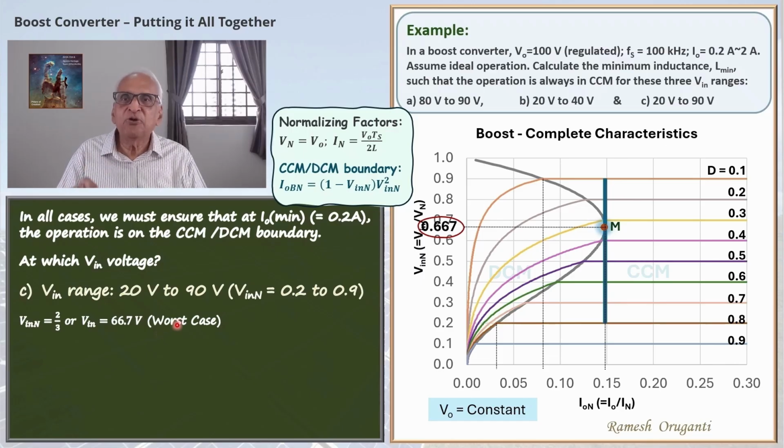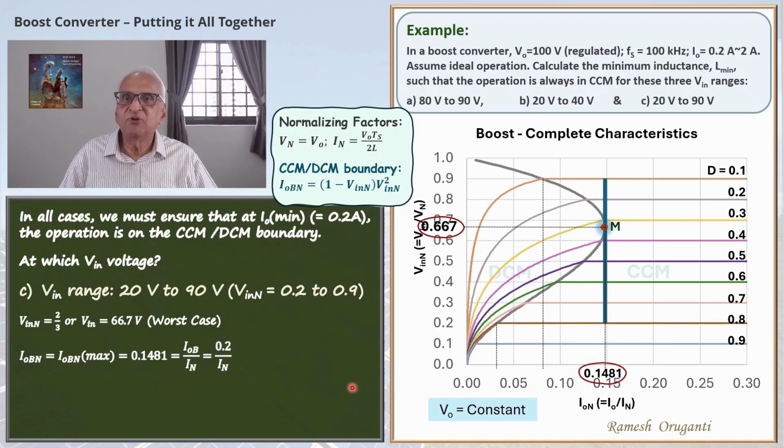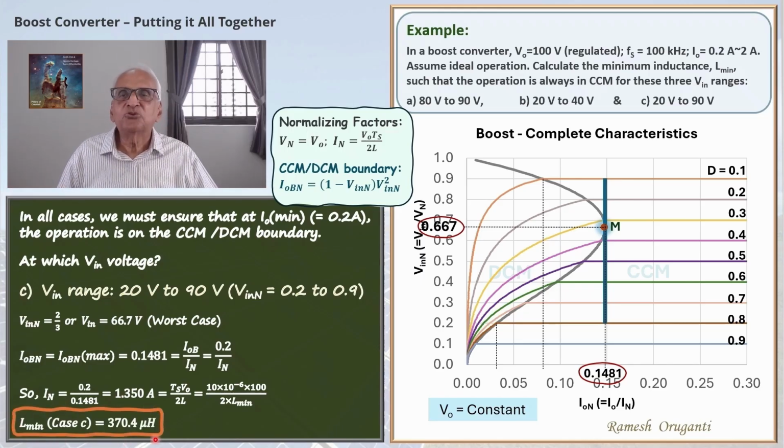The corresponding boundary current value IOBN is the same as IOBN max, which is 0.1481. We have determined this earlier. And IOBN is IOB by IN. IOB is the minimum load current, 0.2 amperes. So IN can be shown to be 1.350 amperes. And IN is of course TsV0 by 2L. We can calculate the L as before. And if you calculate the L minimum, it is 370.4 microhenry. So in this case, a higher value of 370.4 microhenry has to be chosen.